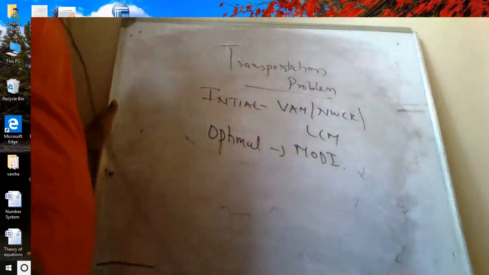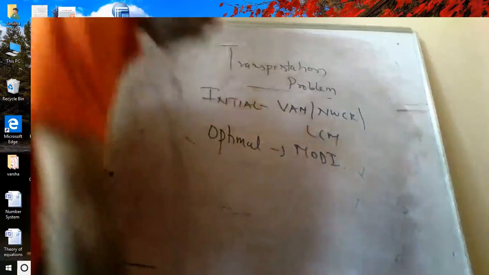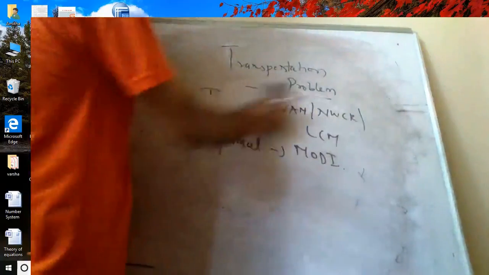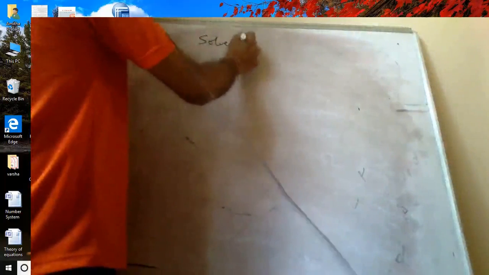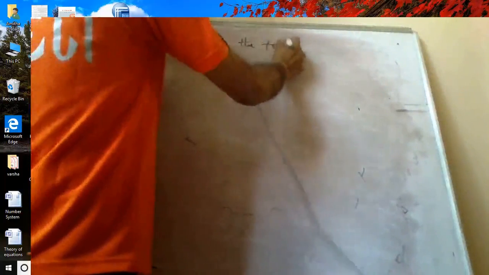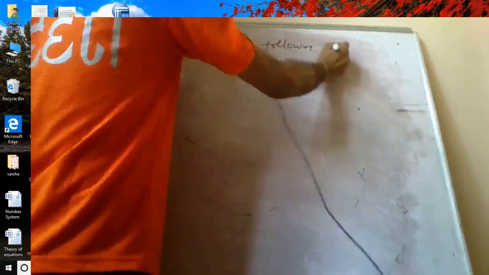Okay. Now we'll see some variations in transportation problem. They will not give regular problems. They will change the problem. First one is: solve the following TP.